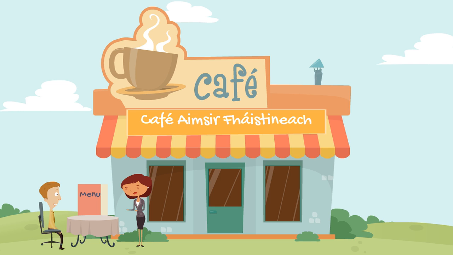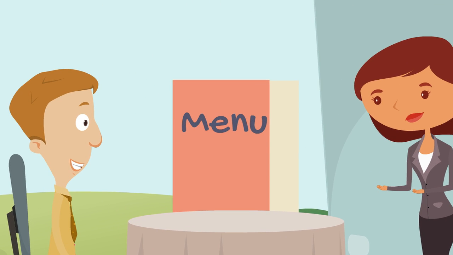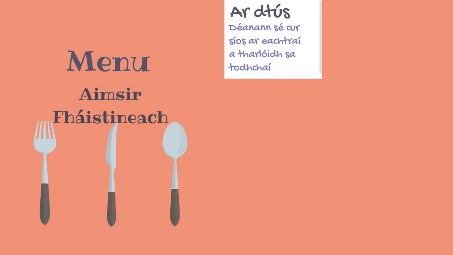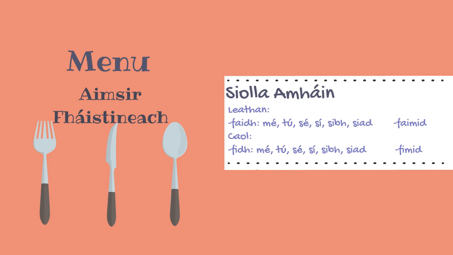Now back over to Louise. Okay, back to the future. There is no Ahru Tusig in the Aimsir Fháistineach, so that's one less thing to worry about. First up is Latin verbs with Shula Awan. Luckily, in the Aimsir Fháistineach, you only have to remember two endings for each one.